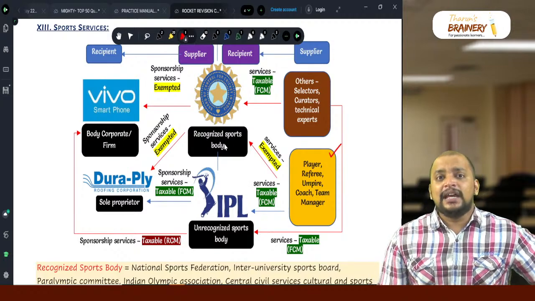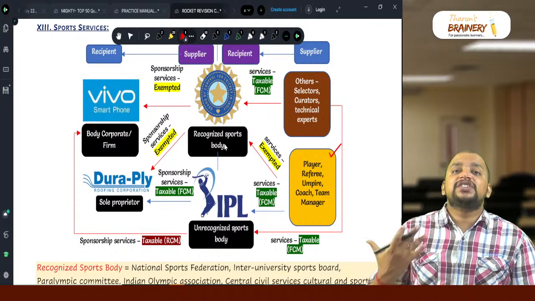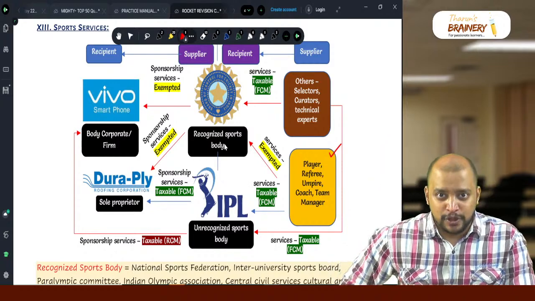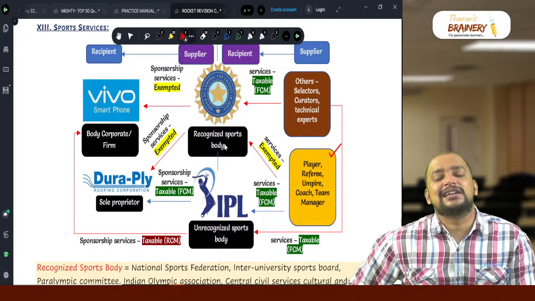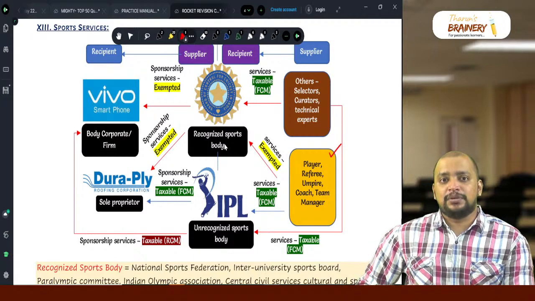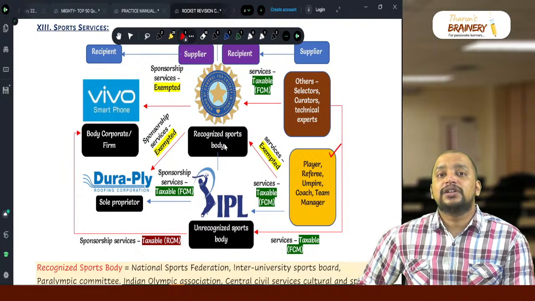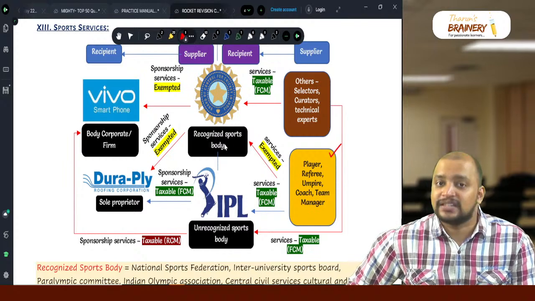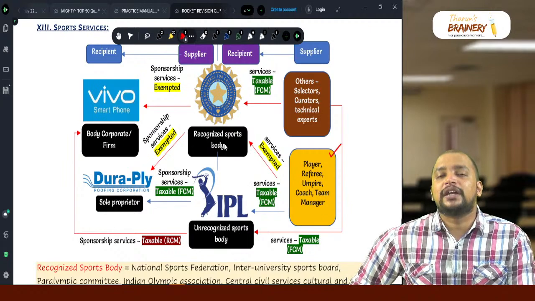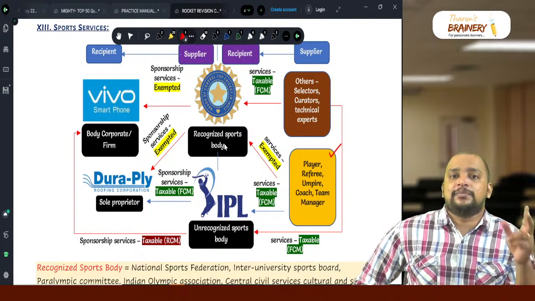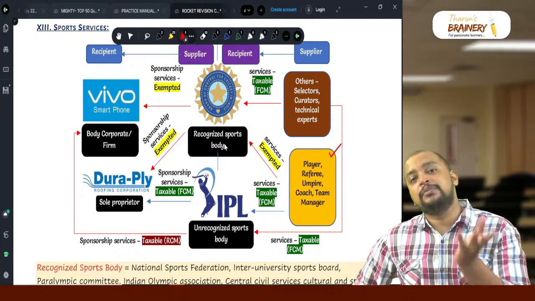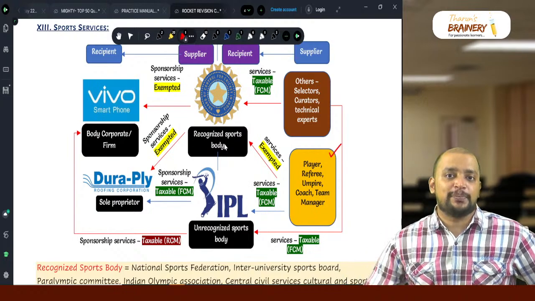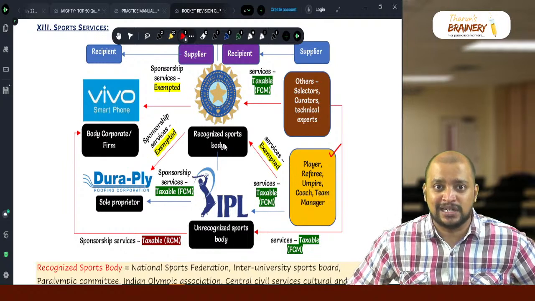Okay. Then whenever sponsorship money is collected by recognized sports body, that is exempted. If the sponsorship money is collected by unrecognized sports body, that will be taxable. So who will pay GST? The one who is paying the sponsorship money is the recipient, and if they are body corporate or firm, they will pay GST under RCM. If the one who is paying sponsorship money is other than body corporate or firm, then the one who is receiving sponsorship money will be liable to pay GST under FCM.